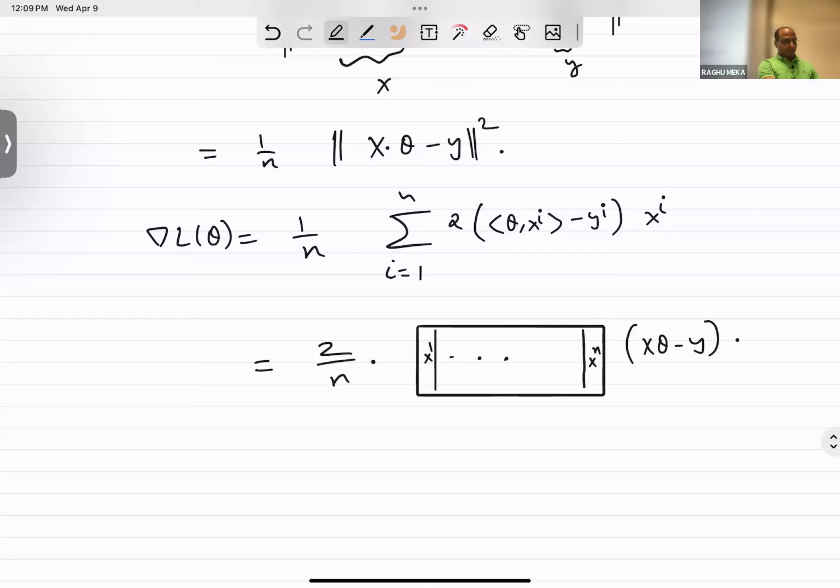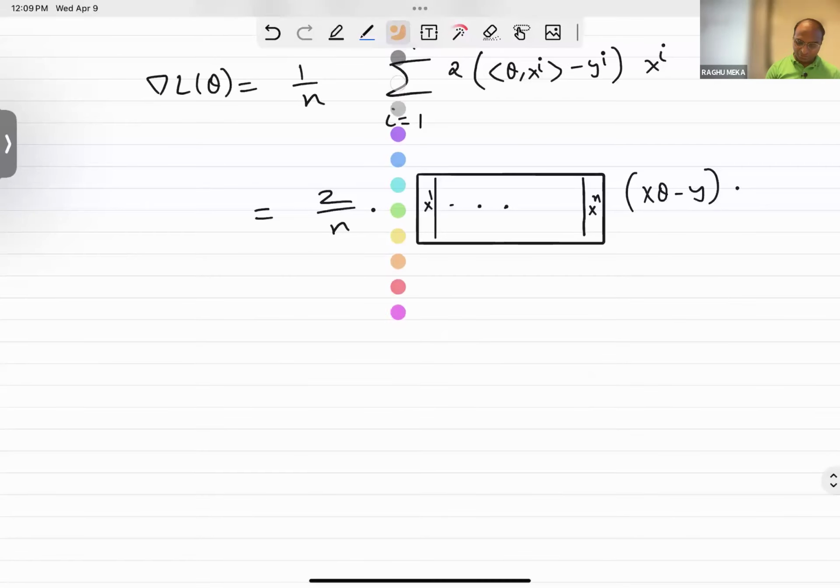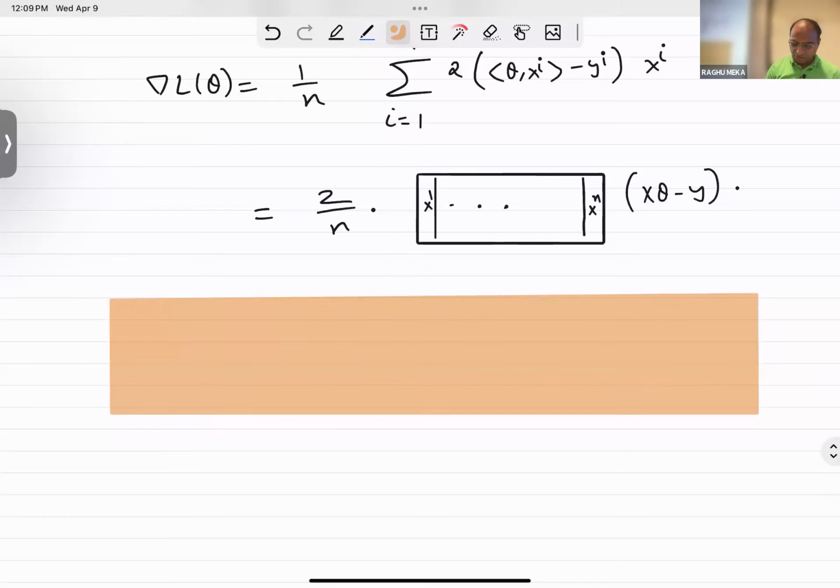All right. So even for this example, what is the cost of computing the gradient? So in gradient descent, the only thing that we need is to compute the gradient. But how costly is it to compute the gradient?